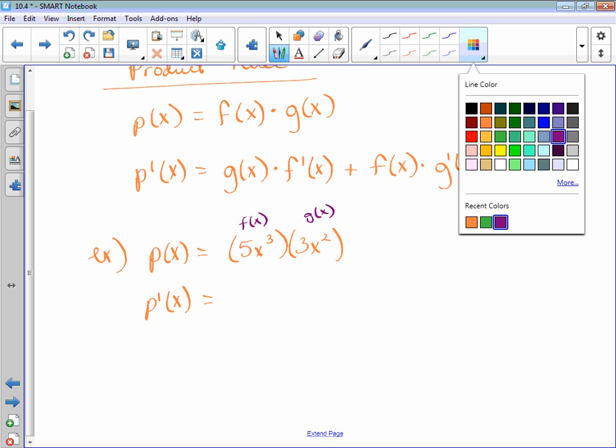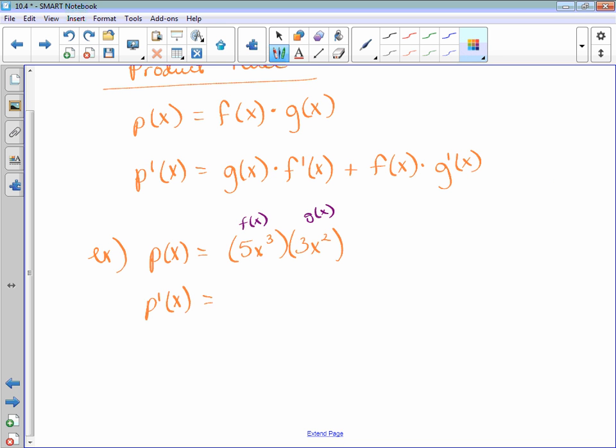Okay, so let's go through the formula. So it says g of x, well, that's 3x squared, times the derivative of f of x. So what is the derivative of f of x here? 15x squared. Yes. Plus, and again, I'm just going straight from the formula, f of x is 5x cubed times the derivative of g of x, 6x. Okay?